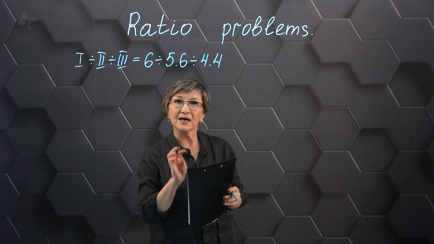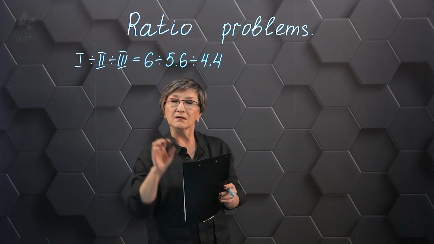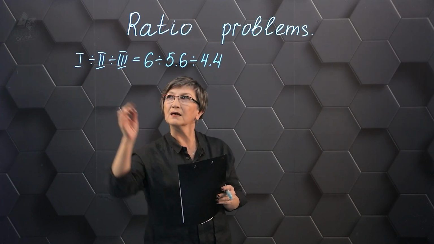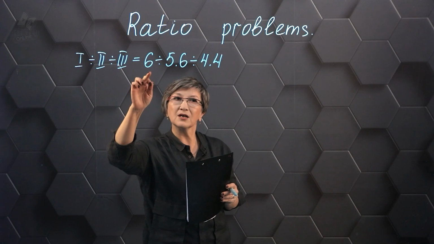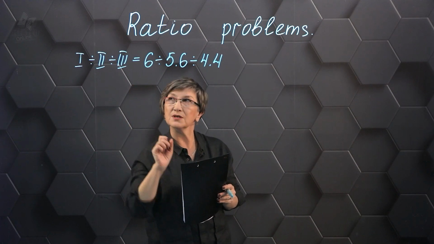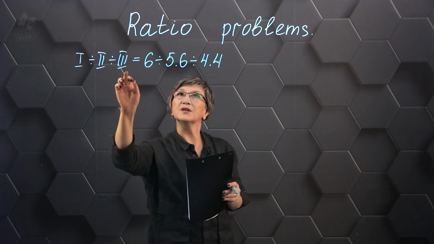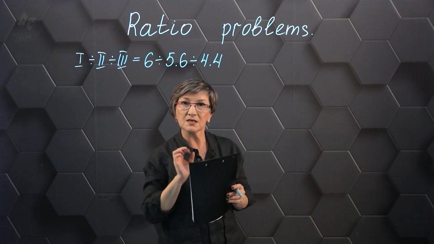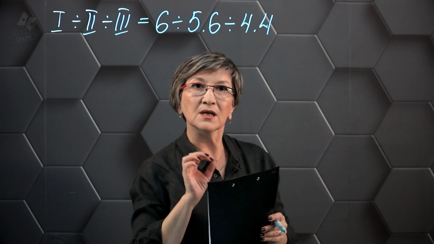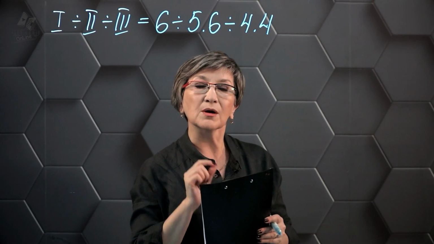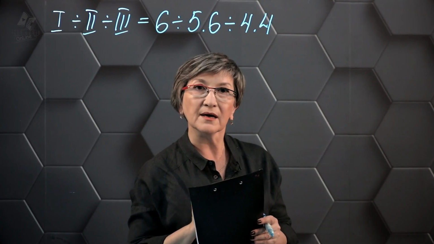The travelers traveled for 3 days, and each day they traveled a different distance. The first day they traveled 6 parts of the way, the second day 5.6 tenths, and on the third day 4.4 tenths. We need to find the distance the travelers traveled in 3 days.